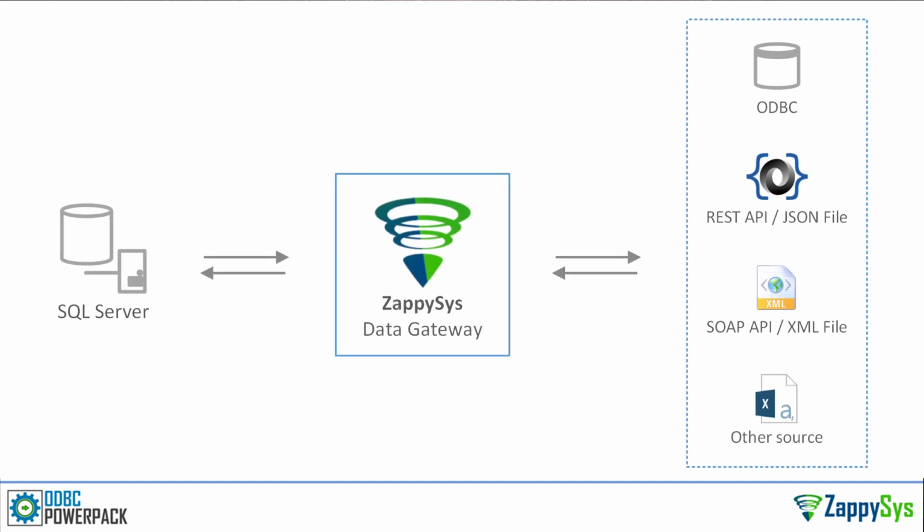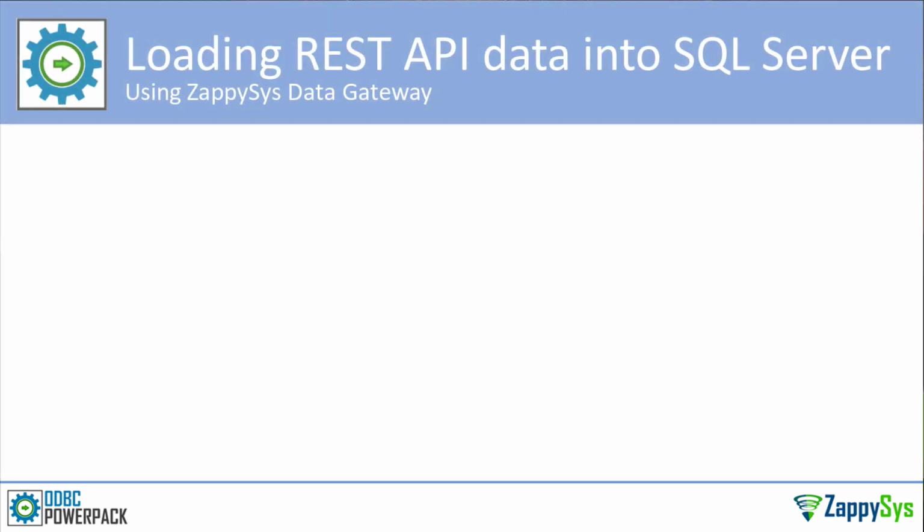Actually, with ZappySys Data Gateway, you can also load SOAP API data, XML, CSV files, ODBC sources, or other ZappySys ODBC driver based sources. At the end of the video, I will go through other use cases of when to use ZappySys Data Gateway and tell more about it. Okay, so we can start.